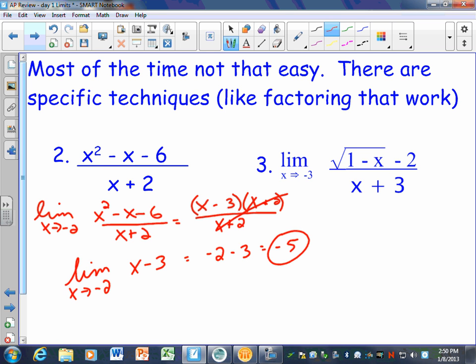And again, how do you know how to do this? It's just practice. You see it a lot, and you're like, oh, I could do one of those things here. So what am I going to do? I'm going to multiply the top and the bottom by the conjugate of the top. Remember, a conjugate is exactly what's there, but you change the middle sign. So the conjugate of the square root of 1 minus x minus 2 would be the square root of 1 minus x plus 2. And as long as I multiply the top and the bottom by that, I haven't actually changed the value of it.